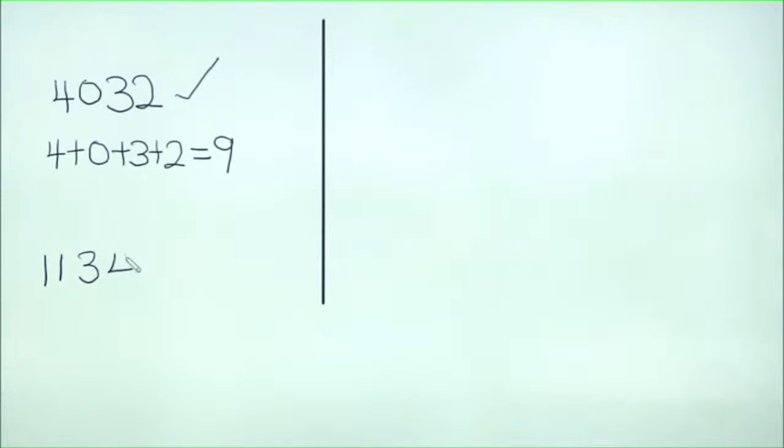1134. Let's add all the digits and see. So we will have 1 plus 1 plus 3 plus 4. 1 plus 1 is 2. 2 plus 3 is 5. 5 plus 4 is 9. Okay. 9 is a multiple of 9. So 1134 is divisible by 9.